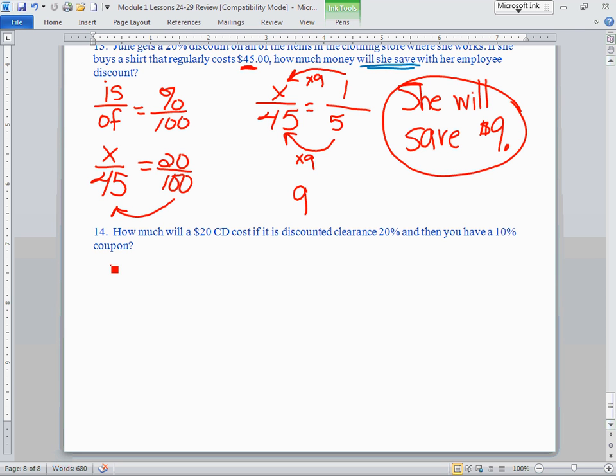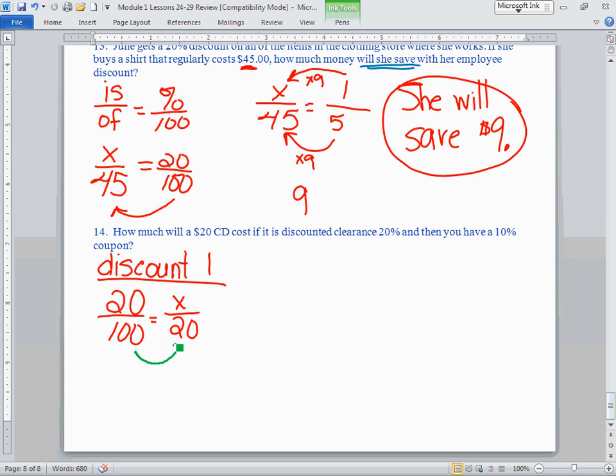So first, let's do our first discount. Discount 1. Our first discount is 20% off of the $20 CD. So how much am I going to save? So this was dividing by 5. That dividing by 5 is 4. So if the CD was $20 minus my $4 discount, the new price of the CD is $16.